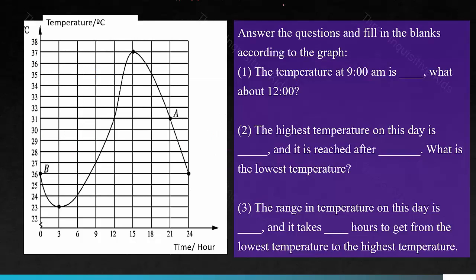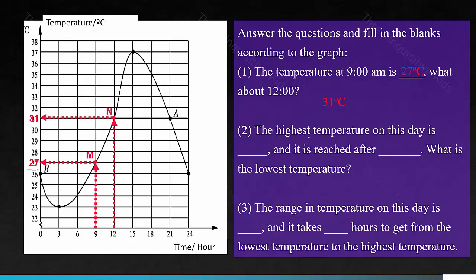Answer the questions and fill in the blanks according to the graph. Number 1. The temperature at 9 o'clock a.m. is blank. And what about the temperature at 12 o'clock? So here, we're going to look at our graph. We're going to call this point M. So point M is at 9 a.m. and the corresponding temperature is 27 degrees. And at 12 noon, the temperature is 31 degrees. So our answers would be 27 degrees Celsius, I guess we're talking about Celsius, and 31 degrees Celsius.